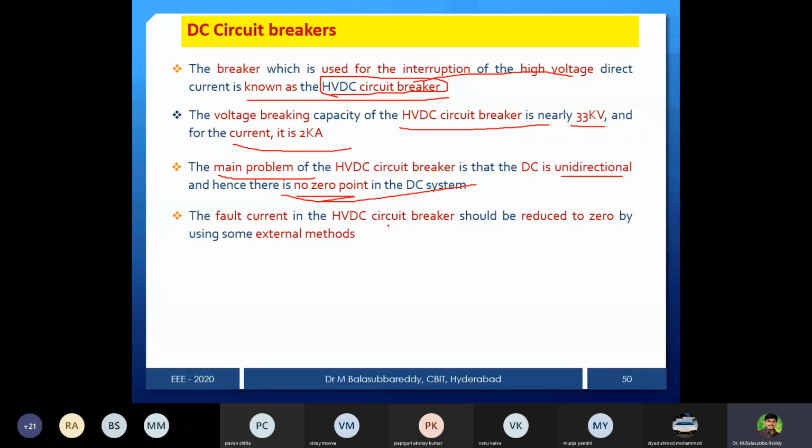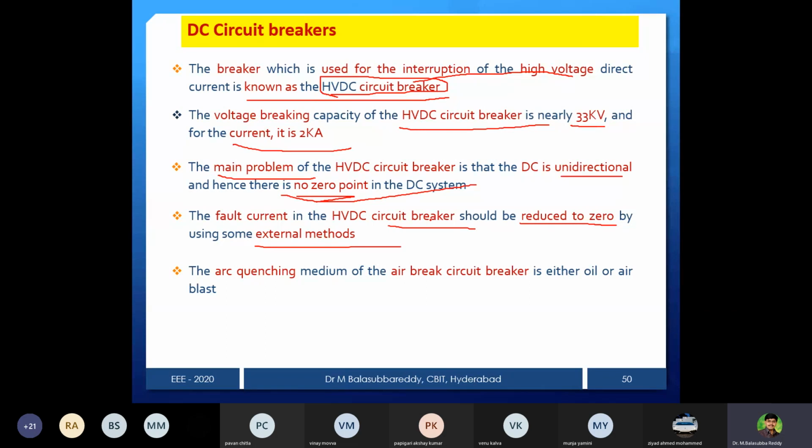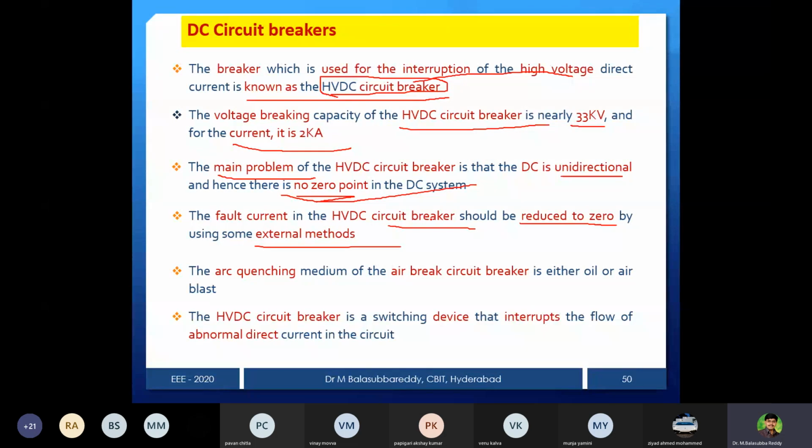The fault current in an HVDC circuit breaker should be reduced to zero by the use of some external methods. So that current you have to bring to zero, with whatever mechanism we can use externally, we can reduce that current to zero. The arc quenching medium of an air brake circuit breaker is either oil or an air blast, you can use it.